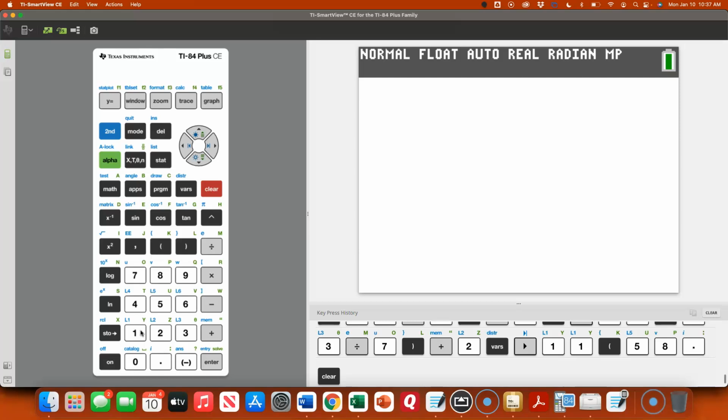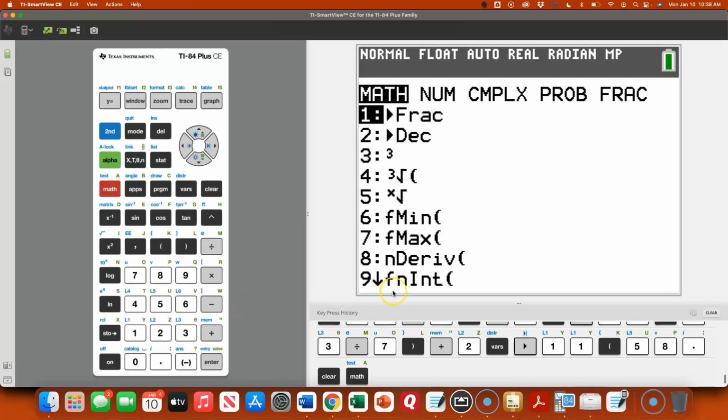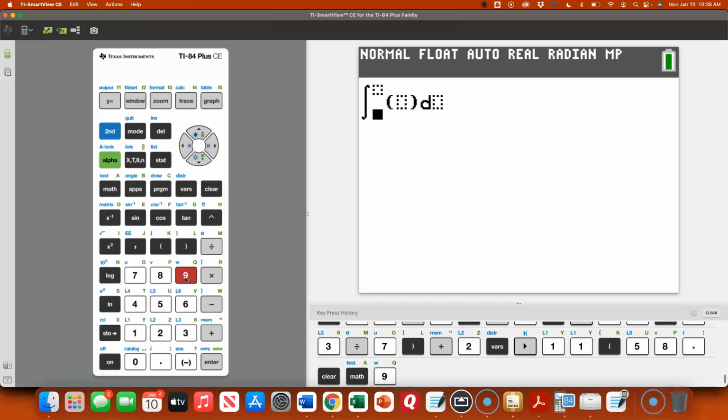Here's one more thing that I do want to do before we put our calculators away. Let's find out how far away our answer actually was. So let's see what happens when we hit Math 9. The Math button is over here on the left, below the alpha button. And look at choice 9, FNINT. Look at that. It's a way to evaluate a definite integral.